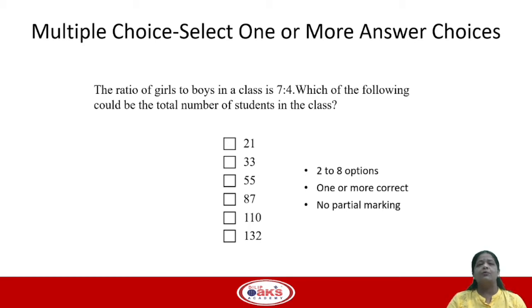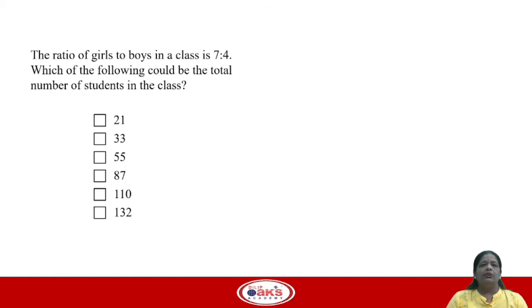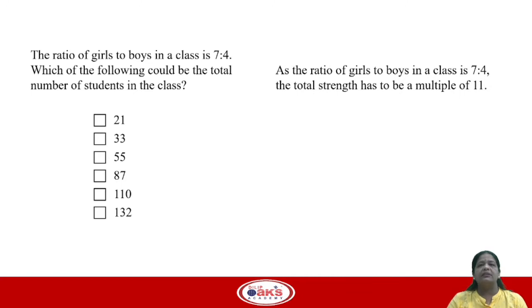So now let us see what is the correct set of answers for this question. The ratio of girls and boys in a class is 7:4. Which of the following could be the total number of students in the class? As the ratio given is 7:4, the total strength of the class has to be a multiple of 11. So now let us check out our options and see which of them are multiples of 11. So 33, 55, 110 and 132 would be the correct answers.